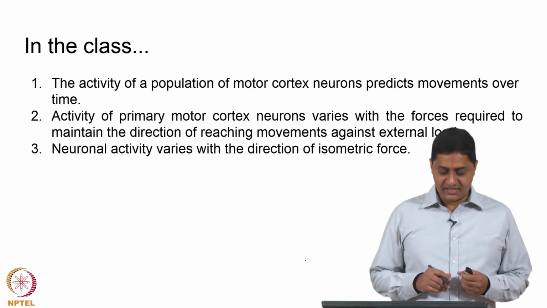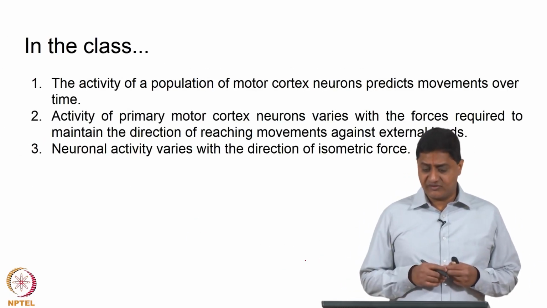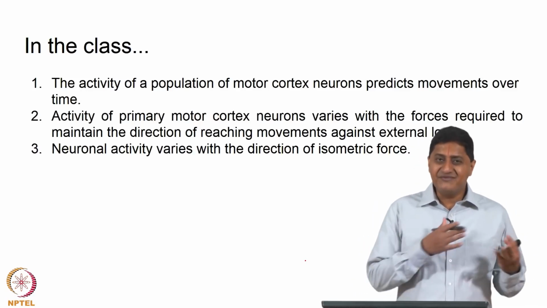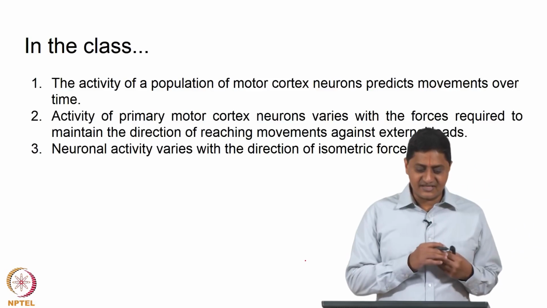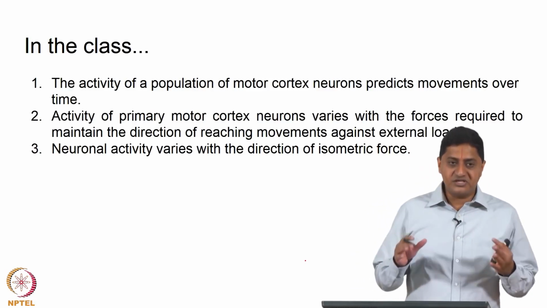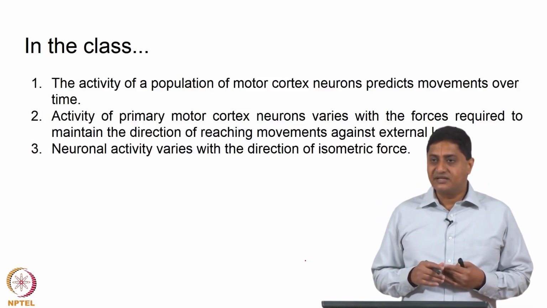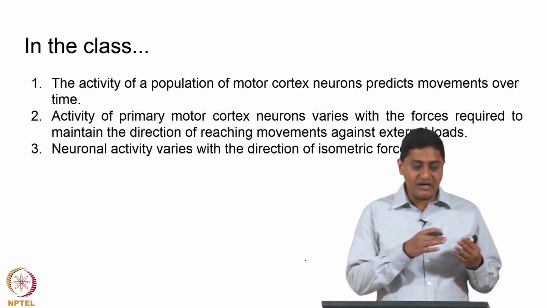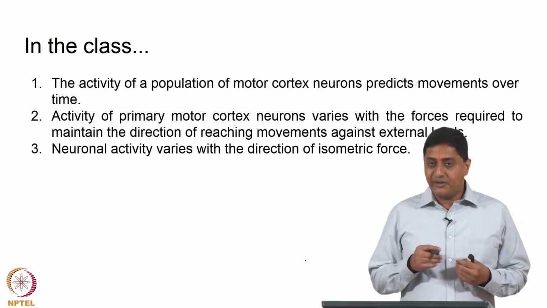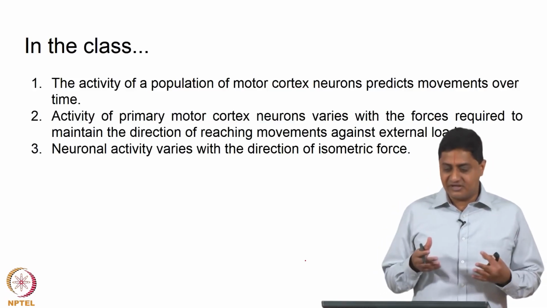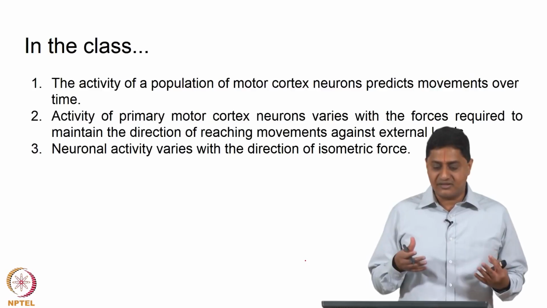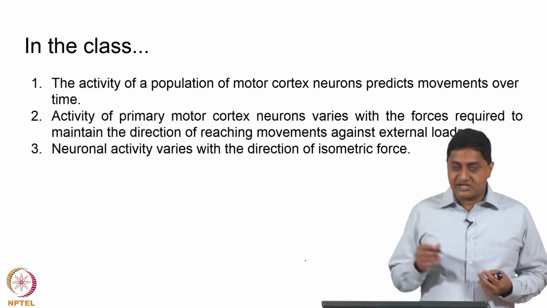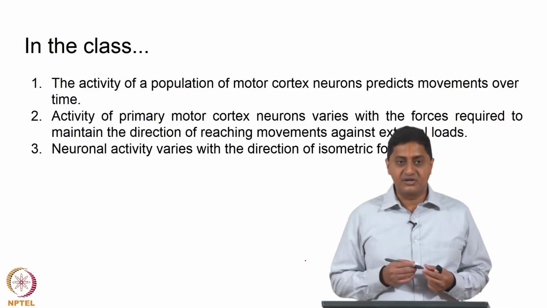In today's class, we discuss the activity of a population of neurons in M1, primary motor cortex. In one of the previous classes we saw that a population of neurons can predict the direction in which the monkey is trying to move. If I am recording from a whole bunch of neurons, depending on their overall population activity, I can predict the direction in which this monkey is going to move.